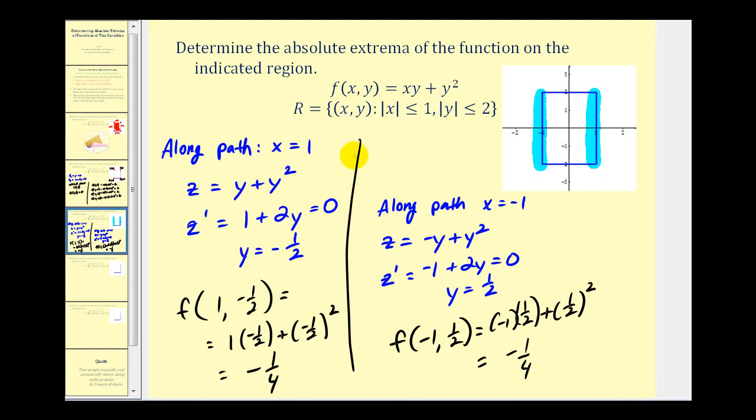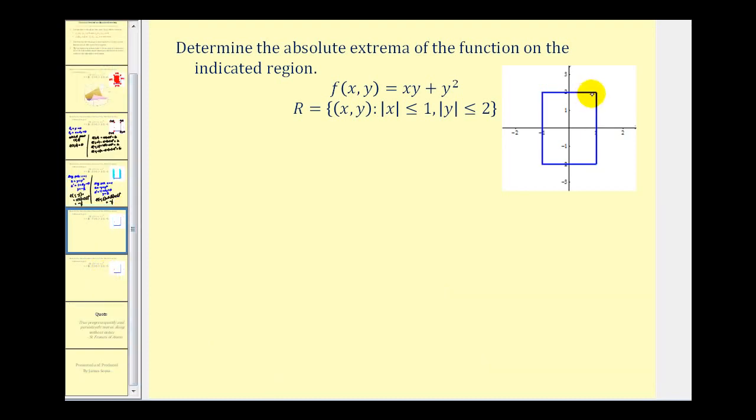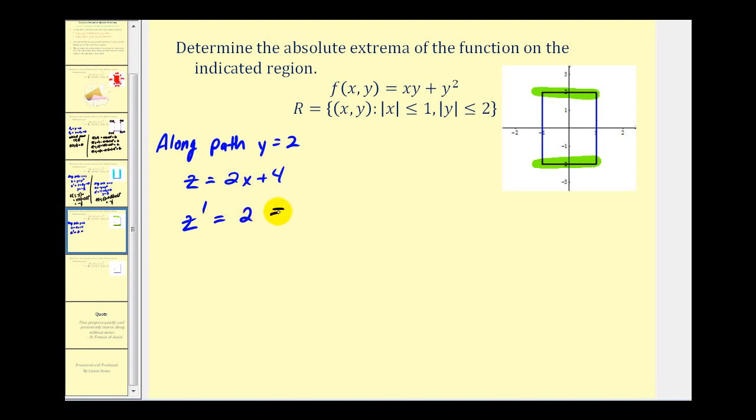And now we have two more paths to consider. Let's consider it along this side here where y equals 2 and here where y equals negative 2. So again, when y is equal to 2, we can rewrite this function in terms of one variable. We'll have z equals 2x plus 4. When we find the derivative of this and set it equal to 0, we're going to have 2, which actually never does equal 0, which means there's no points to consider along the path y equals 2 other than the two endpoints that we already discussed.